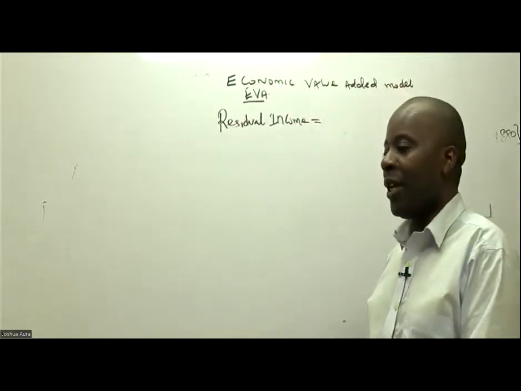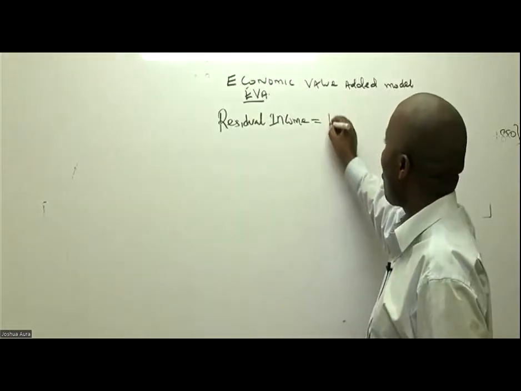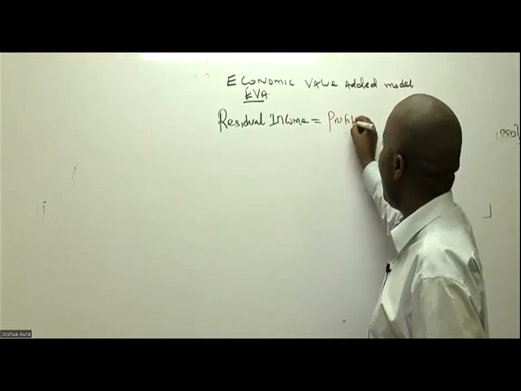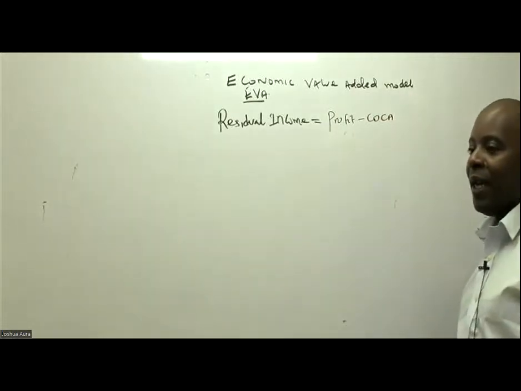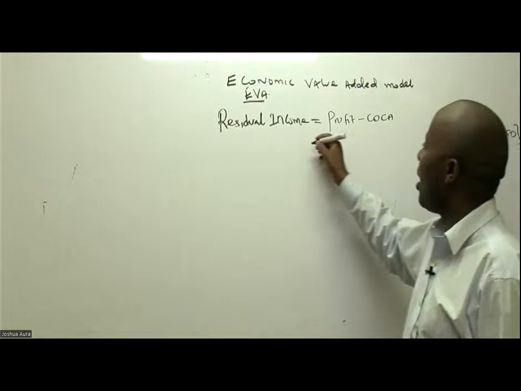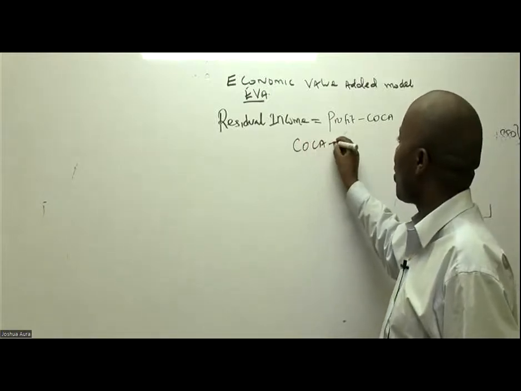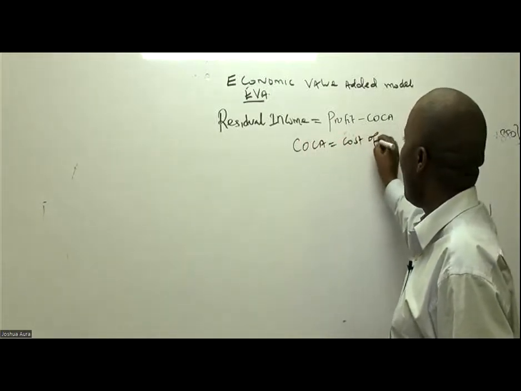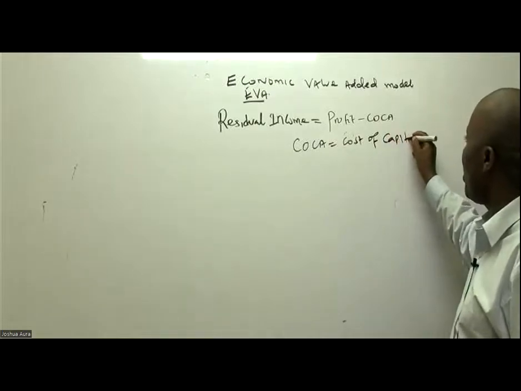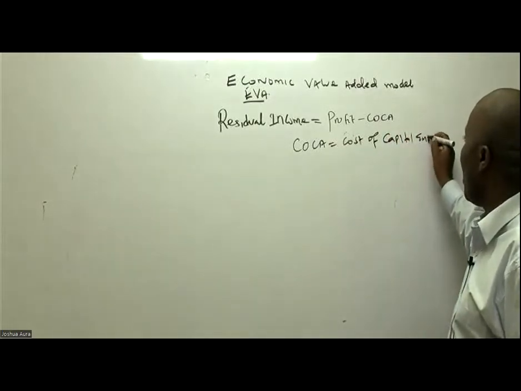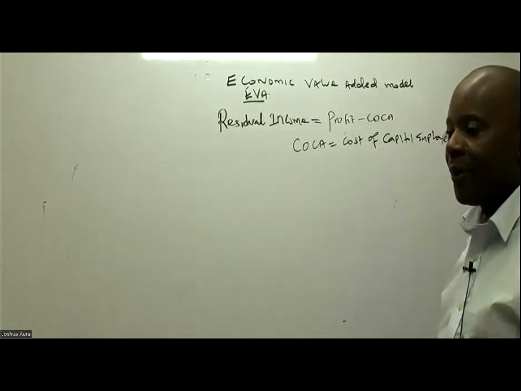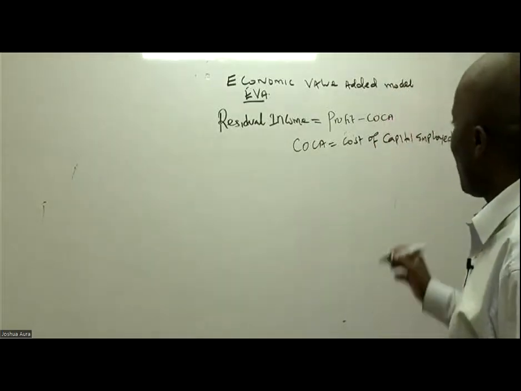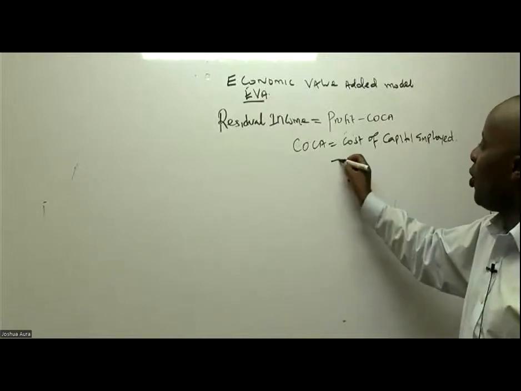It is profit minus Coca, where Coca is cost of capital employed. So remember, to get this cost of capital employed, what do we do?